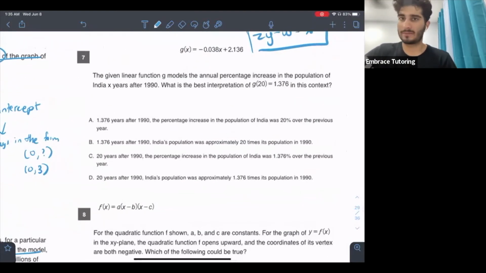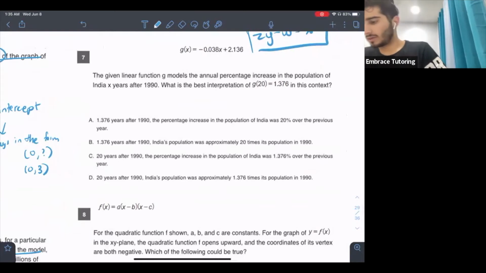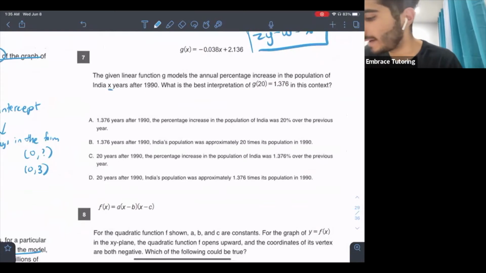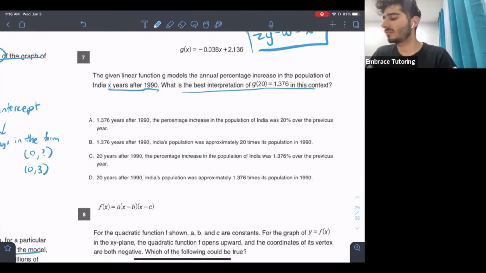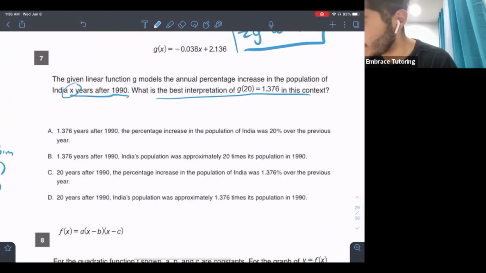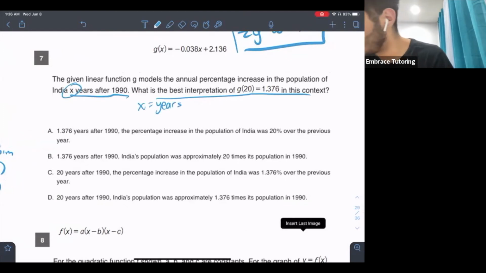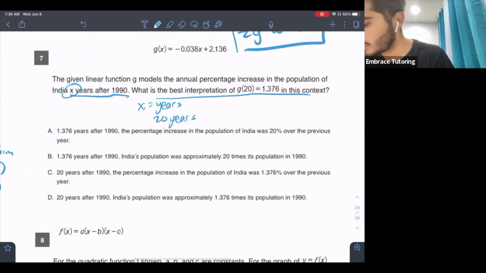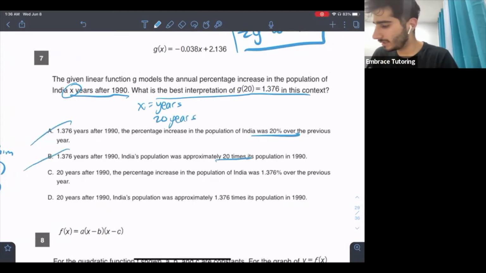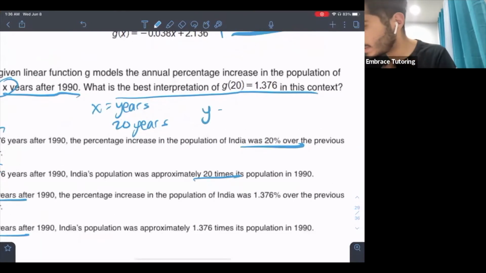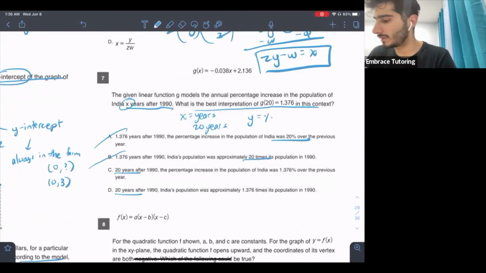Question 7. The given linear function G models the annual percentage increase in the population of India X years after 1990. What is the best interpretation of G of 20 is equal to 1.376? So X is equal to years. So X has to be 20 years. So let's see which has 20 years. 20%, this is eliminated. 20 times is also eliminated. After 20 years, this is 20 years. Okay, so now the Y represents percentage because it's a percent increase.